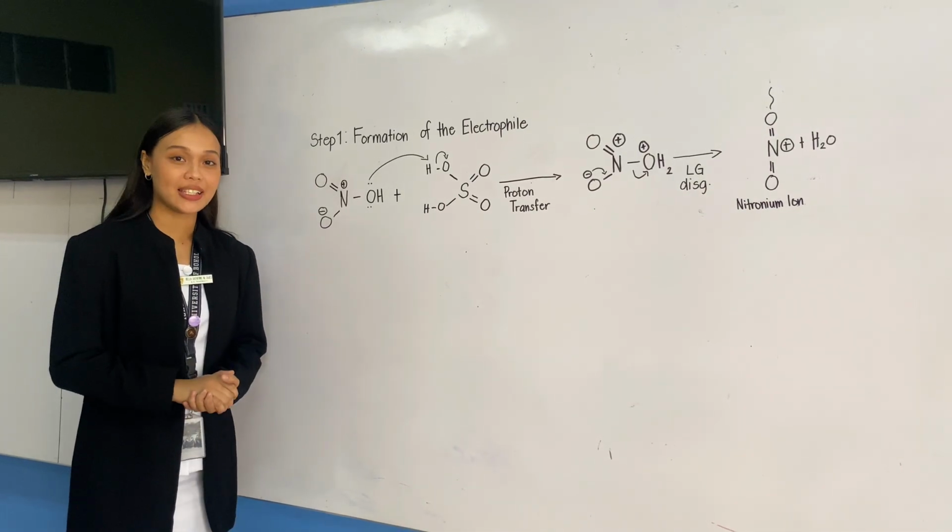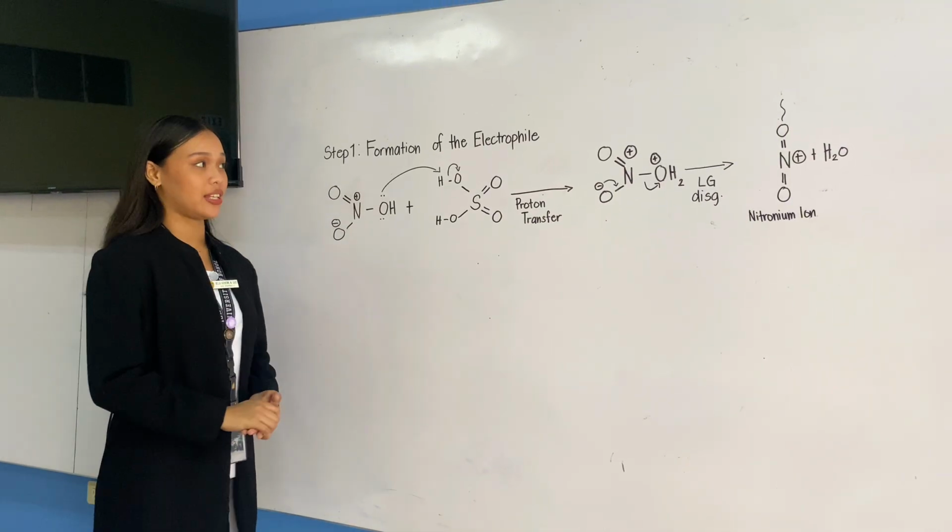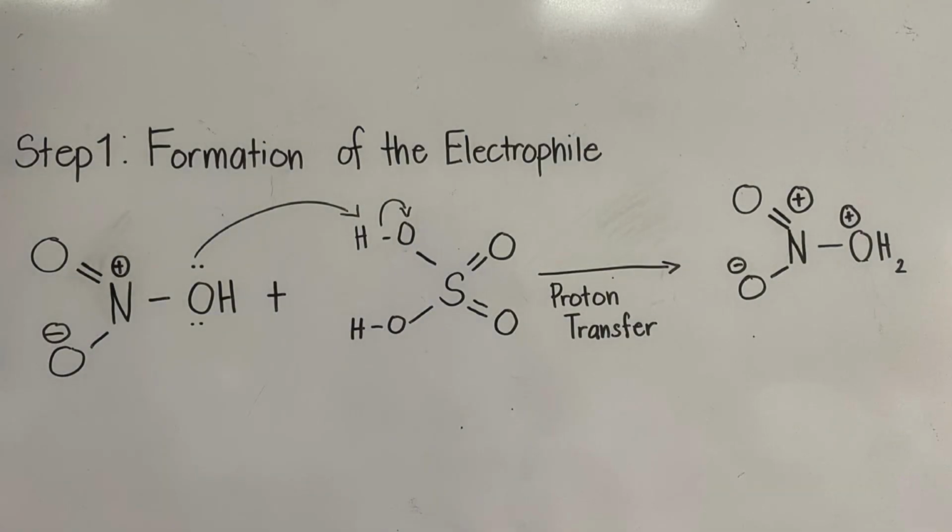So here is the first step, formation of the electrophile. Sulfuric acid is a stronger acid than nitric acid. The reaction starts by proton transfer from sulfuric acid to the oxygen of nitric acid. This forms a rather unstable protonated nitric acid, which quickly undergoes leaving group dissociation, giving us the nitronium ion, which is going to be our electrophile. As the nitronium ion is a strong electrophile, it will have no problem attacking the aromatic ring, making a resonance stabilized carbocation, just like we've seen in the previous case.